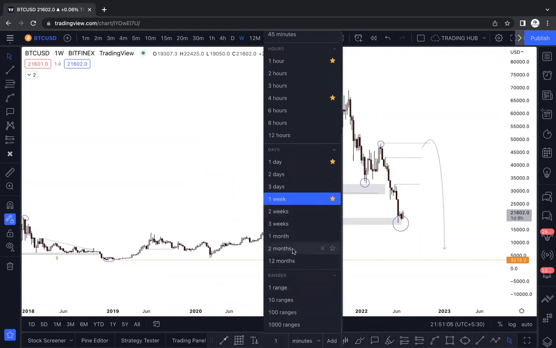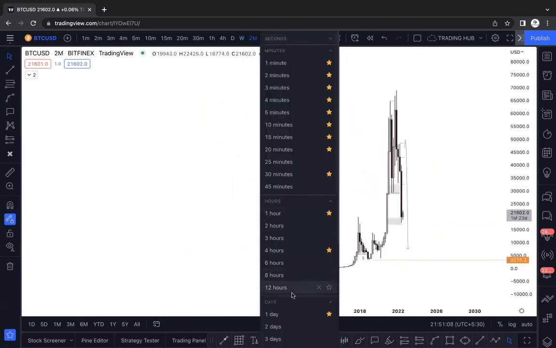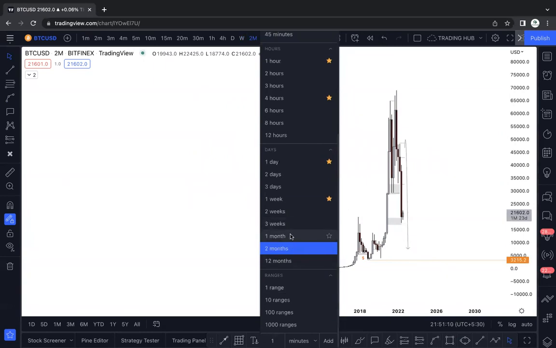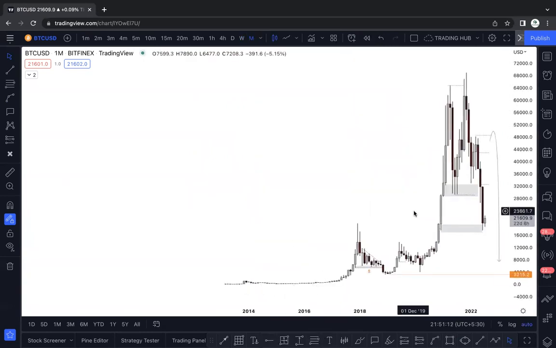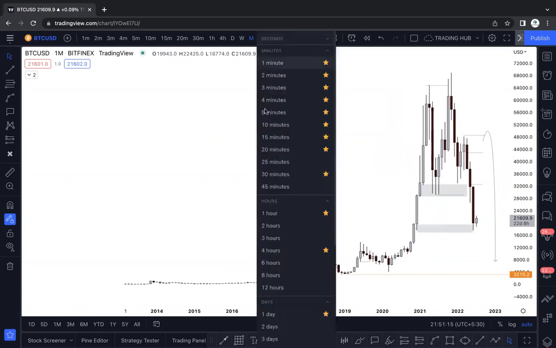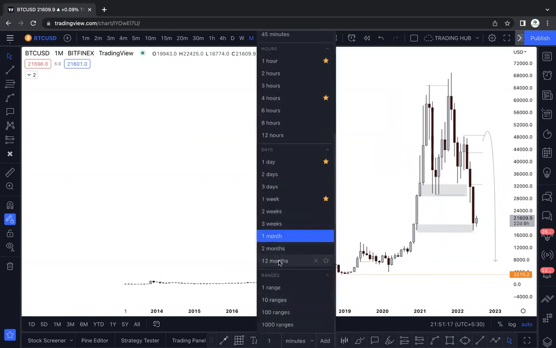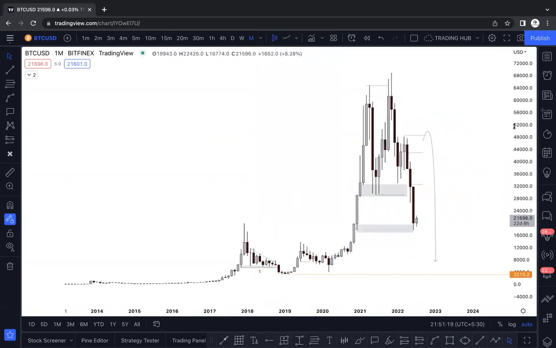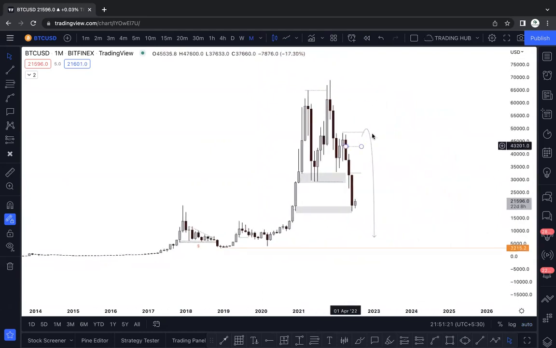Okay, 1 month, 2 month. I'm sorry, I was wrong. Actually, I was looking at the 12-month chart. That's why I was thinking 2-3 candles. Now it's very fine. Look at the monthly chart.